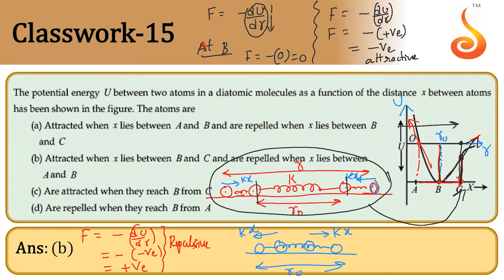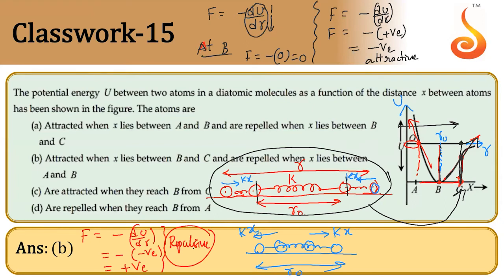Now see, children, at the point A, what is the interatomic separation? Is it less than R naught or more than R naught? Less than R naught. That means when you bring the atoms close to each other, what kind of force will be acting on the atoms? Repulsive or attractive? Repulsive. Okay, understood, children?